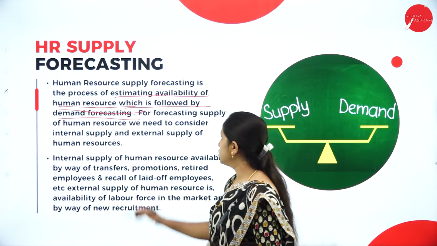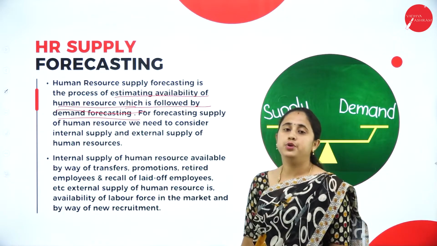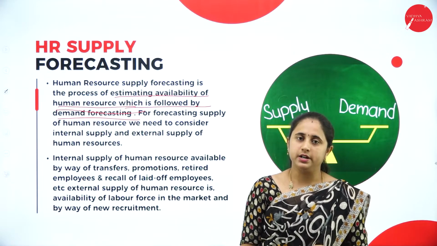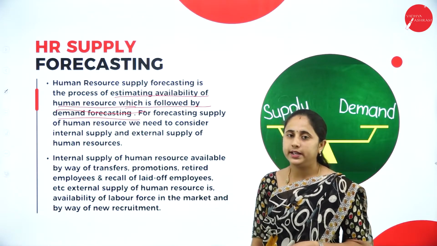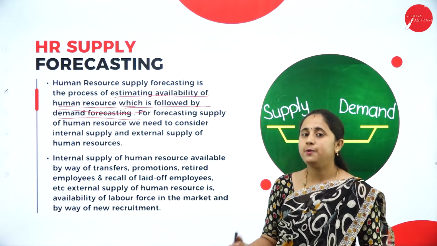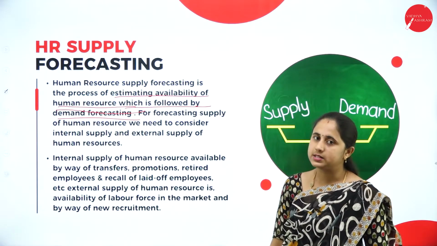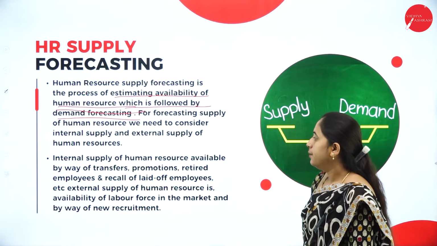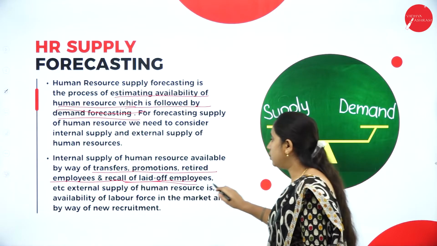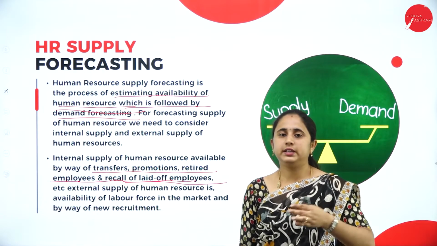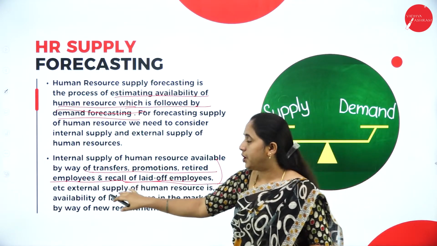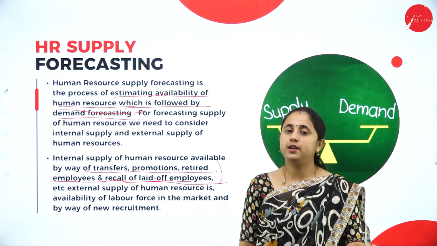For forecasting the supply of human resource, we need to consider the internal supply and external supply of human resource. So you can fulfill the requirement either through an internal source or through an external source. First we need to consider the internal source, the current availability of manpower. Then to fill the gap, we will go for the external source. Internal supply of human resource is available by way of transfer, promotion, retired employees and recall of laid off employees. Through all these factors, we can fulfill the requirements.